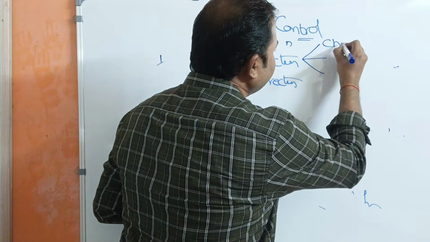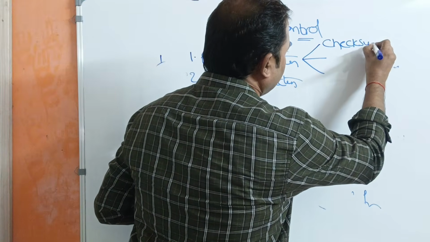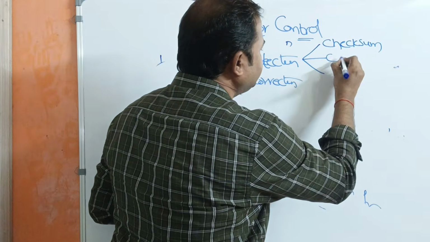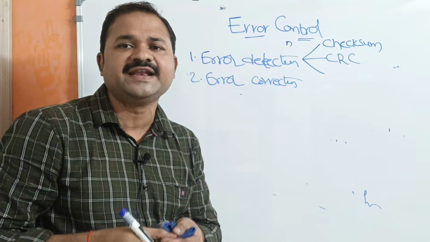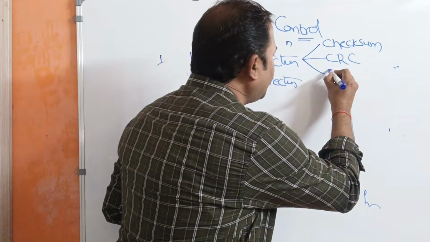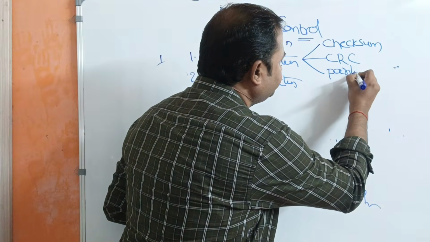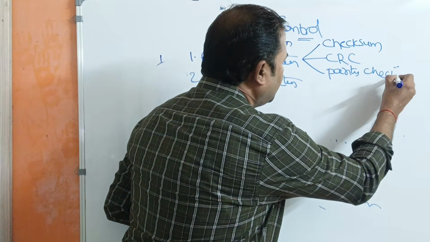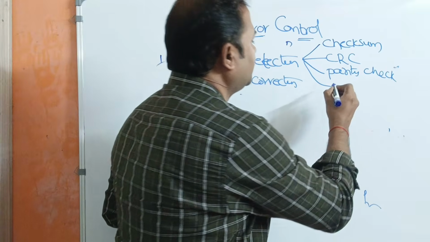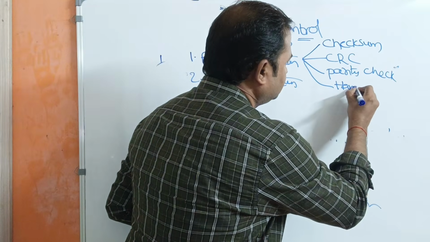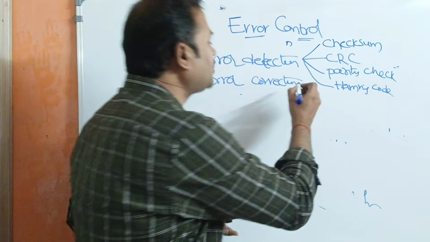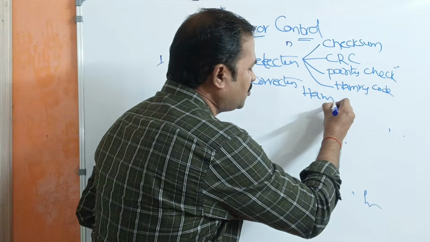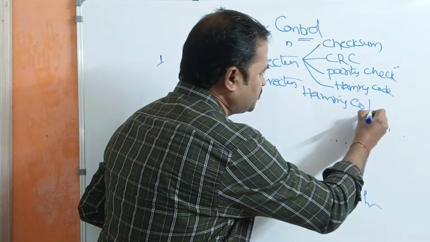Here we can detect the errors by using four approaches. The first approach is checksum. Second approach is CRC. CRC stands for cyclic redundancy check. Third approach is parity check. And the fourth approach is Hamming code. And in order to correct the errors, we use Hamming code. So Hamming code is the popular approach.